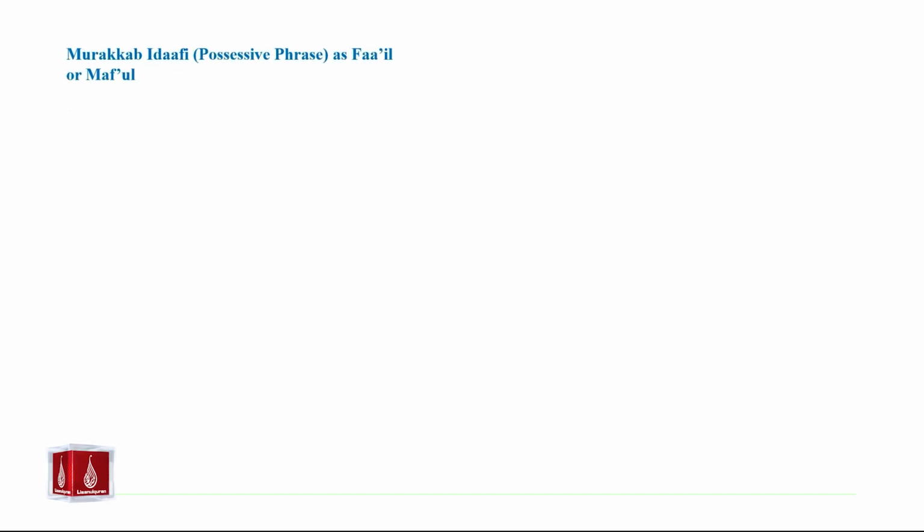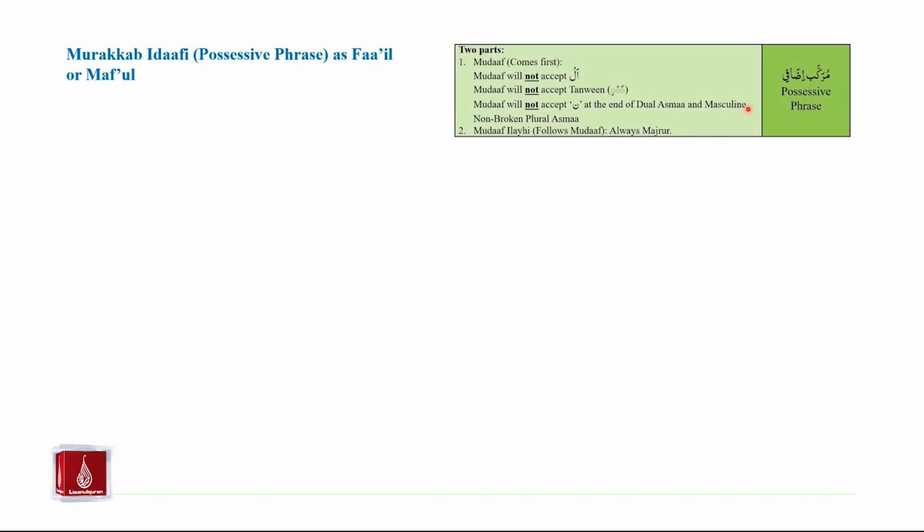Next, we will use murakkab izafi or possessive phrase as fa'il or maf'ul. Murakkab izafi has two parts, mudaf, which comes first, and mudaf ilay, which follows the mudaf. Mudaf will not accept al, mudaf will not accept tanween, mudaf will not accept noon at the end of dual asma and masculine non-broken plural asma. Mudaf ilay will follow the mudaf and it will always be majroor.